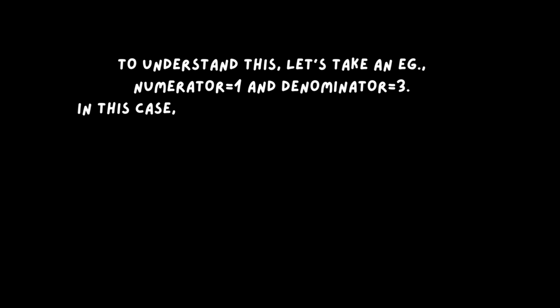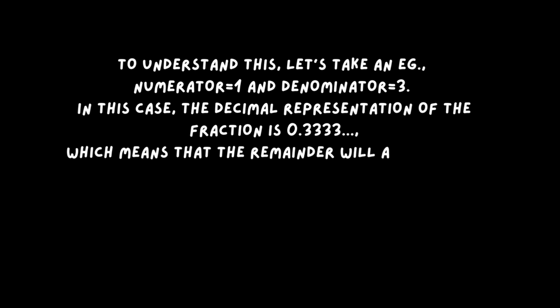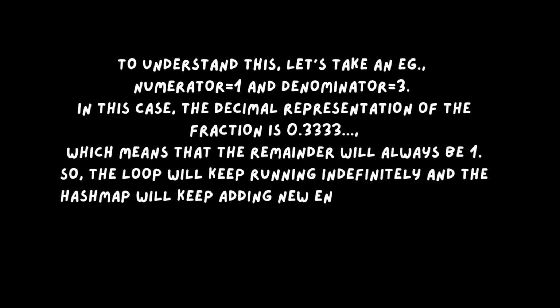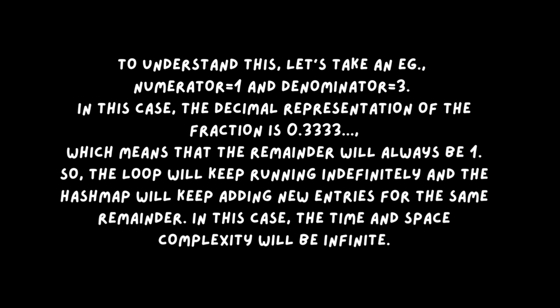To understand this, let's take the example of numerator equals 1 and denominator equals 3. In this case, the decimal representation of the fraction is 0.3333, which means that the remainder will always be 1. So, the loop will keep running indefinitely and the hash map will keep adding new entries for the same remainder. In this case, the time and space complexity will be infinite.